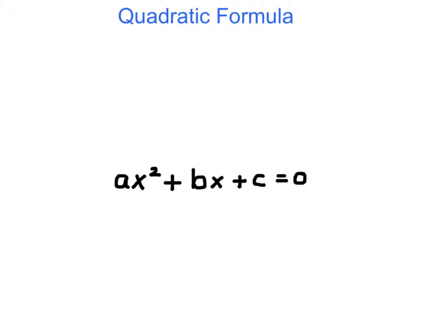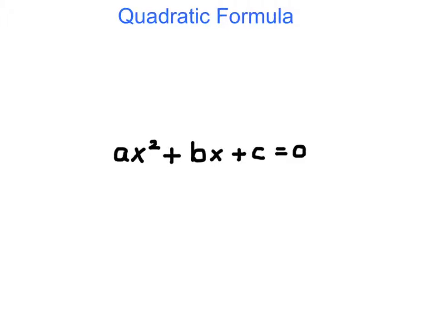We'll start with a quadratic equation. Here, what we have is a quadratic trinomial set equal to 0. Now, if we wanted to solve this, one of the first thoughts is factor the quadratic and use the zero product property by setting each factor equal to 0 and solve for x. But what if this quadratic is not factorable?